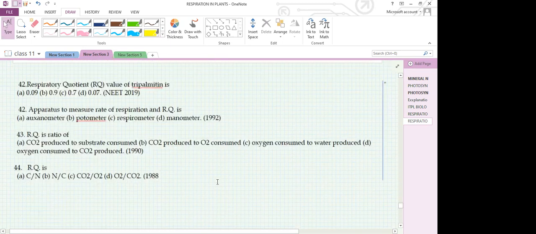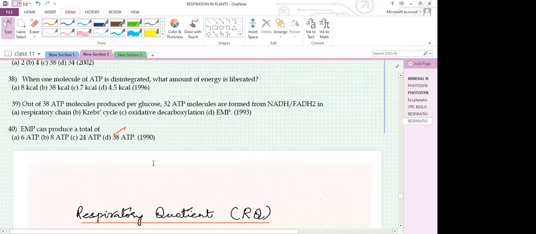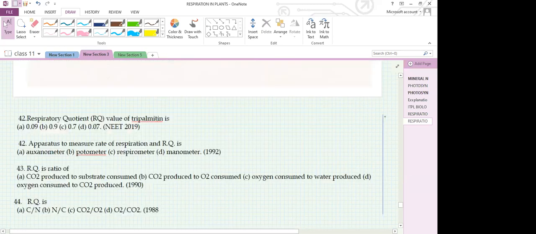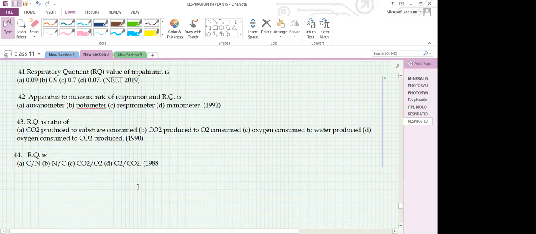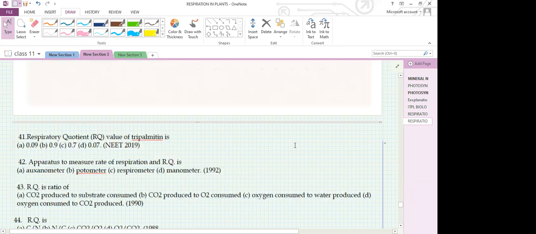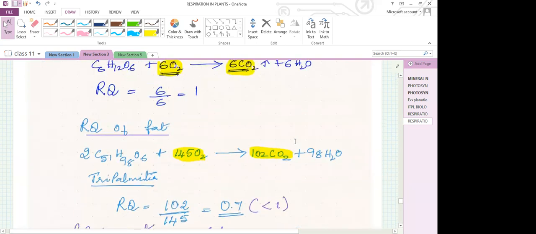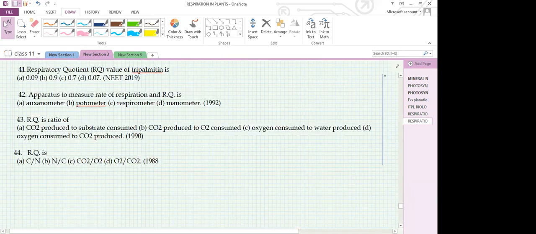So how many questions are there here? 40 and here 41, 42, 43, 44. So I have given you almost 50 questions in this. This is made for NEET fast track actually, but I'm using it for your teaching also. So what is RQ? Respiratory quotient is the amount of carbon dioxide released per oxygen consumed, that is CO2 by O2. The ratio of CO2 produced per O2 consumed.